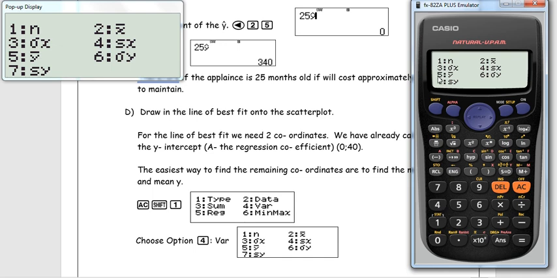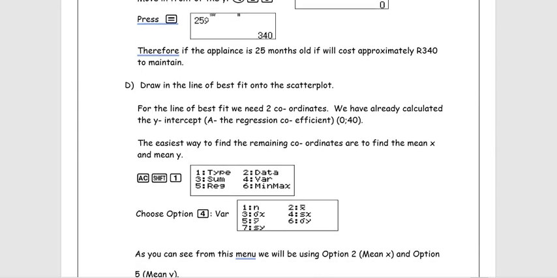When I have a look at this menu over here, it looks quite complicated. In previous sessions, we have gone over and discussed what all of these things have meant to us. But for today's lesson, we are going to be focusing on option number 2, our mean x value, and option number 5, our mean y value, because this here is going to give us an x coordinate and a y coordinate. Let's have a look.